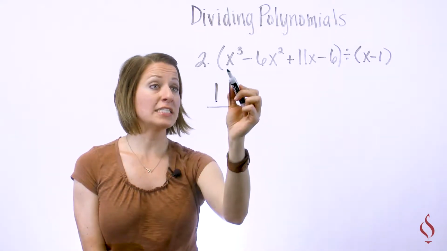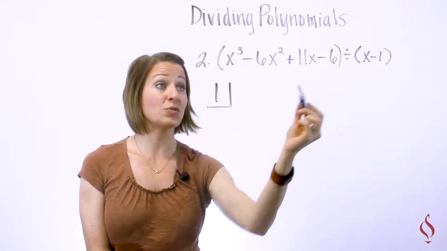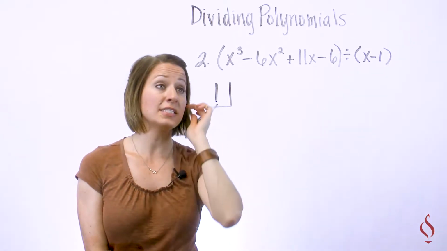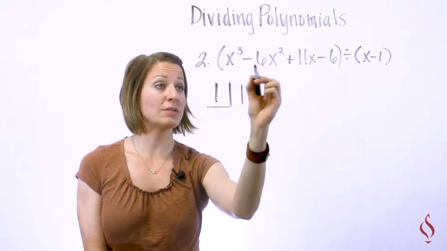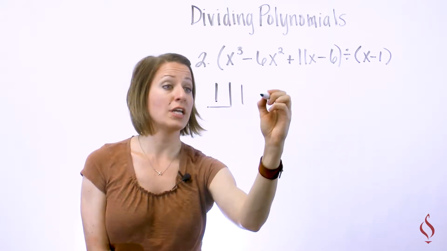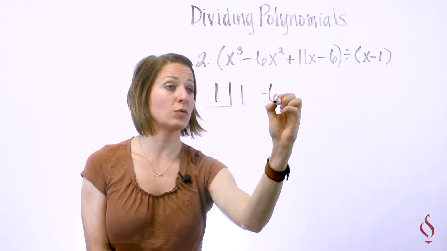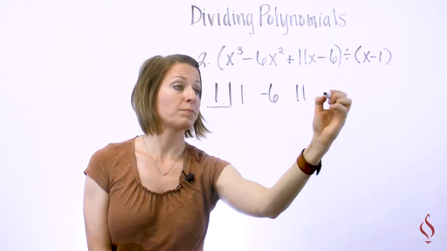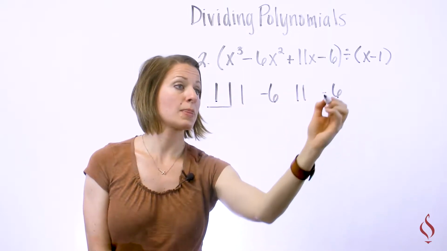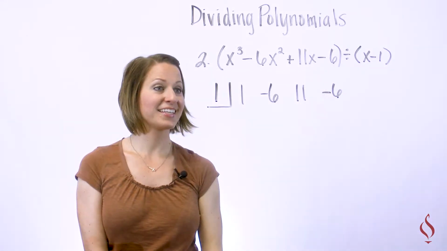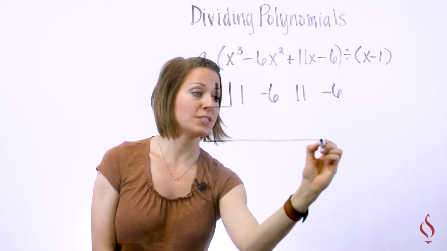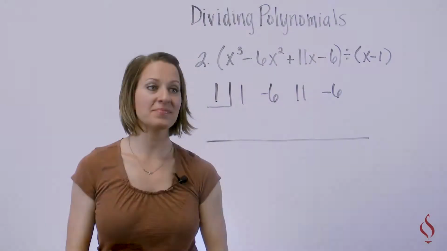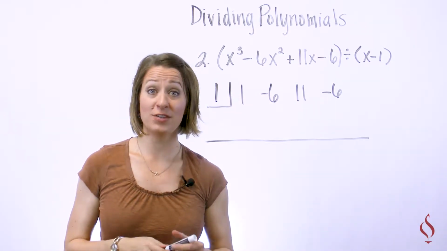And then as long as these terms are in descending order, which they are in this example, I want you to maintain descending order and put the coefficients in order. Okay? And then I want you to draw the horizontal line, making sure you skip a space. Okay, and we are ready to start the problem.